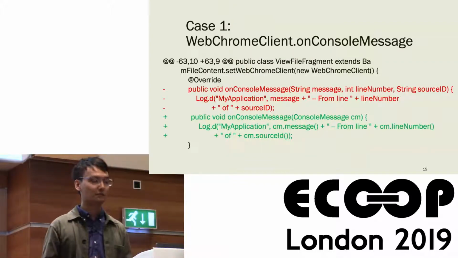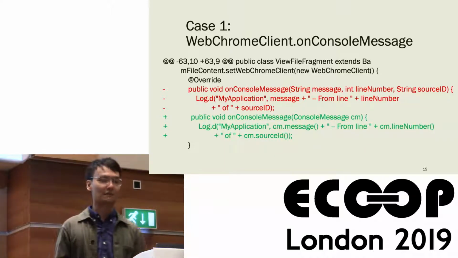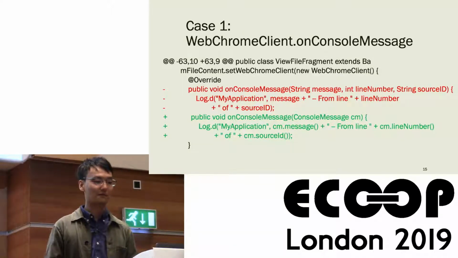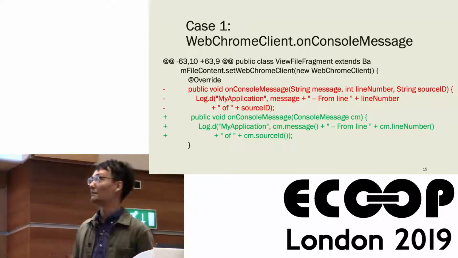So this is the output produced by Coccinelle 4J. As described in the semantic patch before, the parameters are transformed, and the users of the original parameters are replaced in the method body.